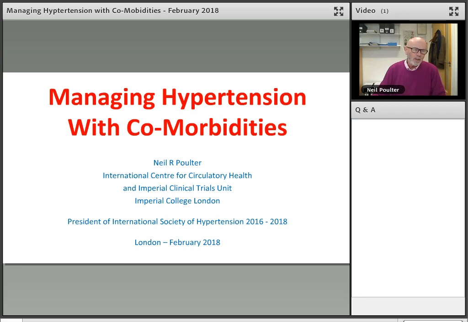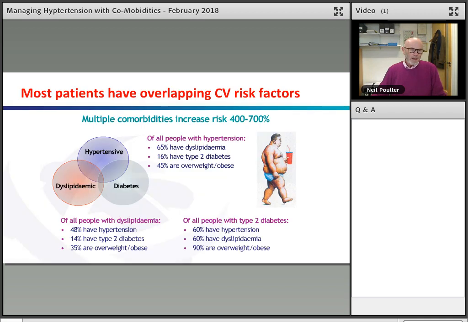And over this next half an hour or so, I'm going to talk about managing hypertension with comorbidities. And as a background, this first slide shows the story about how common dyslipidemia and diabetes are amongst patients with hypertension. You can see there that of people with hypertension, about 2/3 have got dyslipidemia, depending on how you define it, and about 1 in 6 have got type 2 diabetes. And given that 45% are overweight and obese, that probably means that over half of these patients have got either pre-diabetes or diabetes itself.